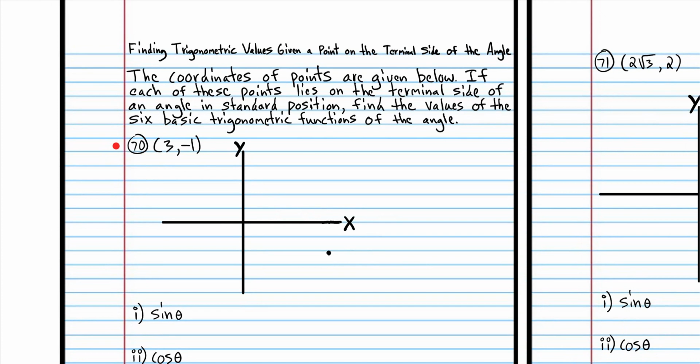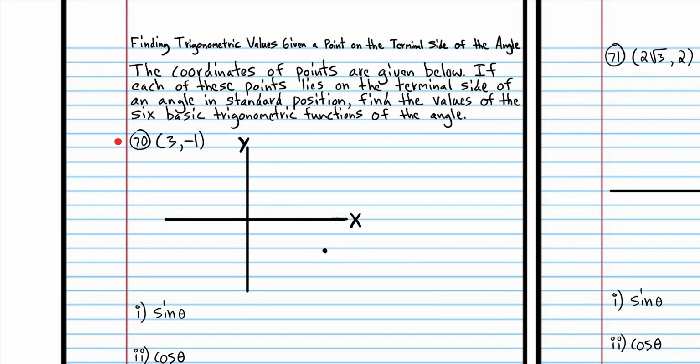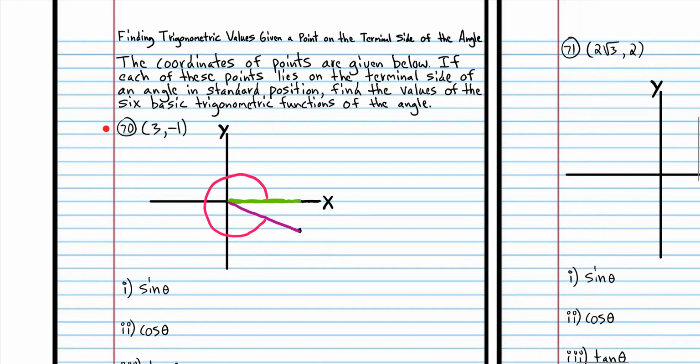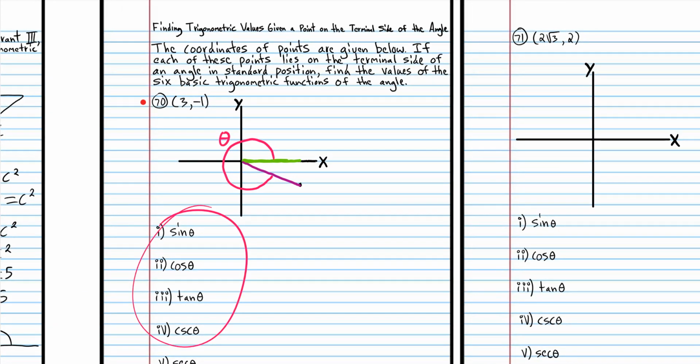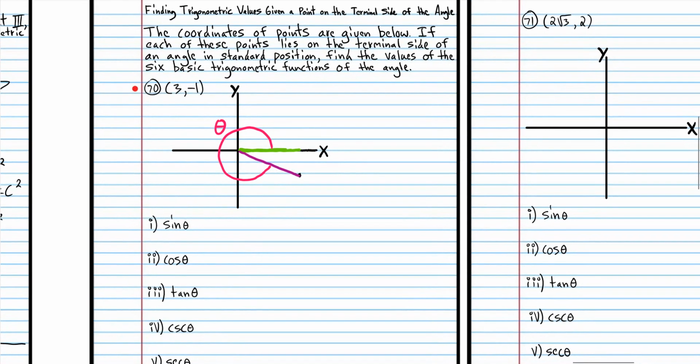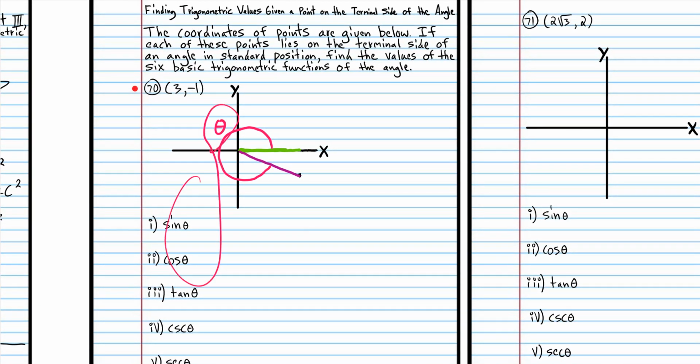And we're told that this point is on the terminal side of an angle in standard position. So if this is the initial side, that has to be the initial side because the angle's in standard position. We're going to rotate, and our terminal side of the angle is going to go through that point. And so we're asked to find the values of the trigonometric ratios of that angle. The angle doesn't really have a name, so we're just going to name it theta.